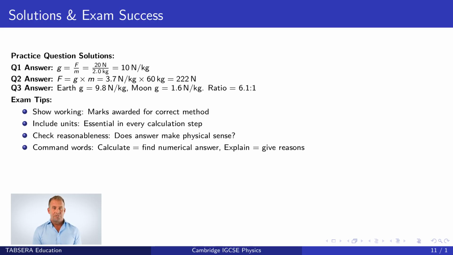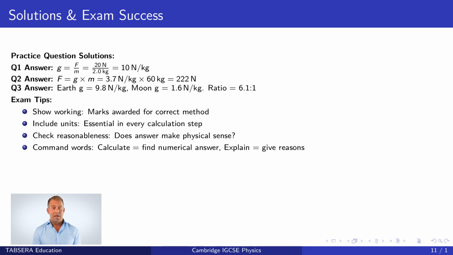Let's review the solutions. For question 1, the answer is G equals F divided by m equals 20 newtons divided by 2.0 kilograms equals 10 newtons per kilogram. This is reasonable as it's close to Earth's gravity. For question 2, we use F equals G times m equals 3.7 newtons per kilogram times 60 kilograms equals 222 newtons. This is much less than the astronaut's weight on Earth.